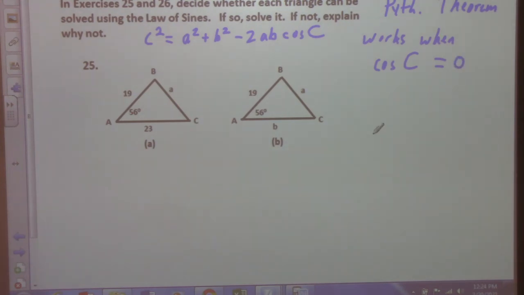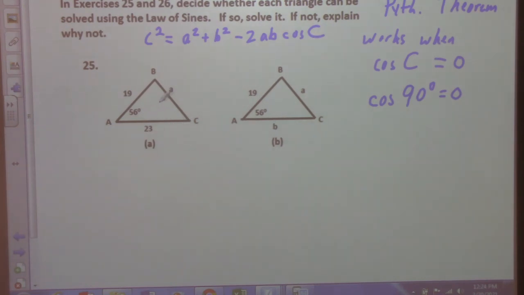And what is the angle for which cosine C equals 0? You should know this from the unit circle. Cosine of 90 degrees is equal to 0. So for right angles, you don't need this at all, which is what the Pythagorean Theorem is. So what this 2ab cosine C does is adjust for angles other than 90 degrees.